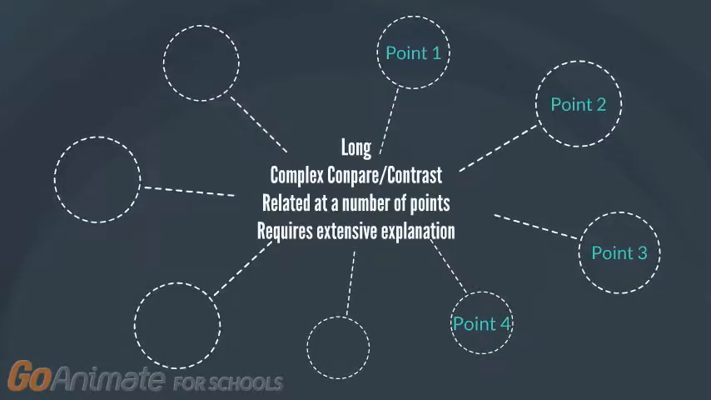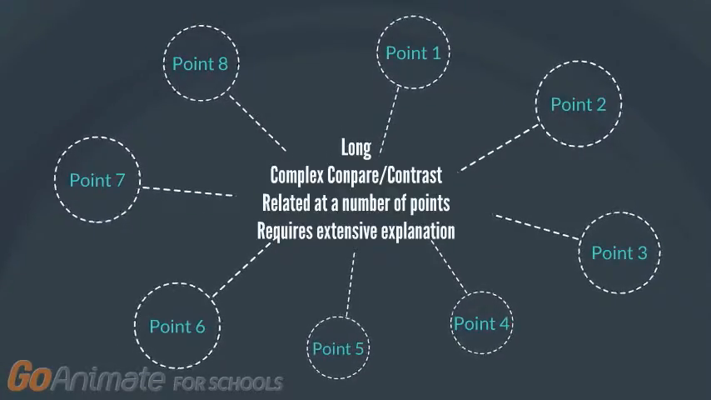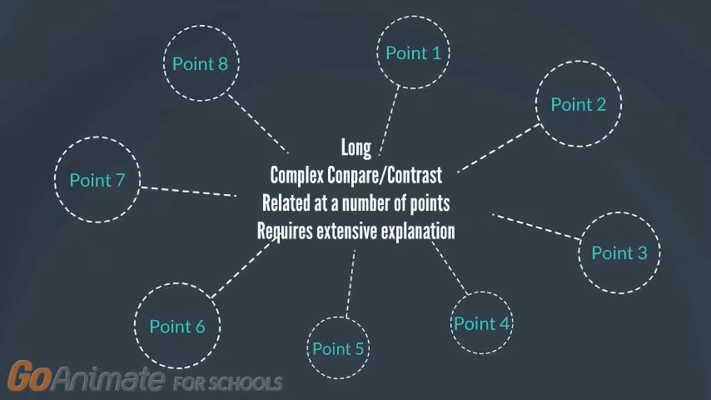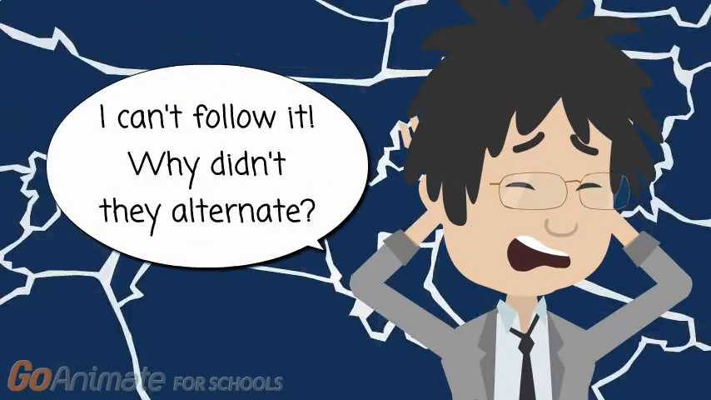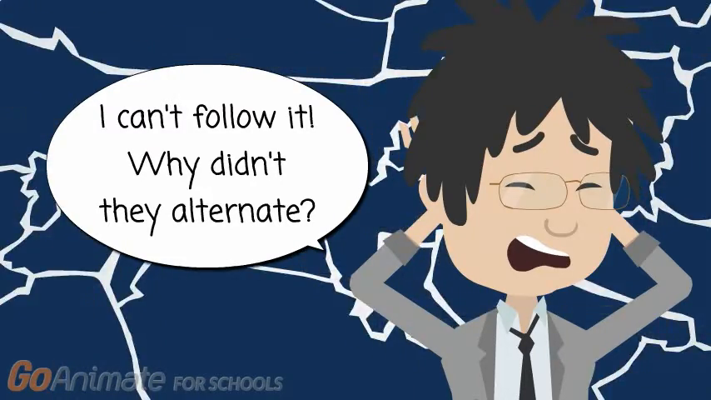This pattern is better than the block pattern for long, complex comparison-contrast essays where the subjects are related at a number of points or where the comparisons and contrasts require extensive explanation. The writer decides on the alternating pattern when use of the block pattern would make it too difficult for his reader to remember the details for the first description while reading the second.